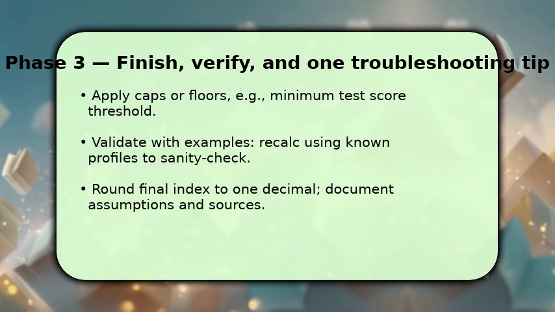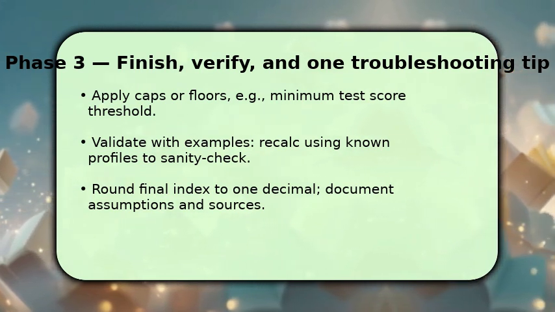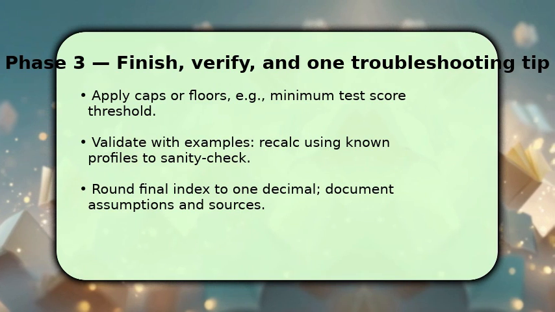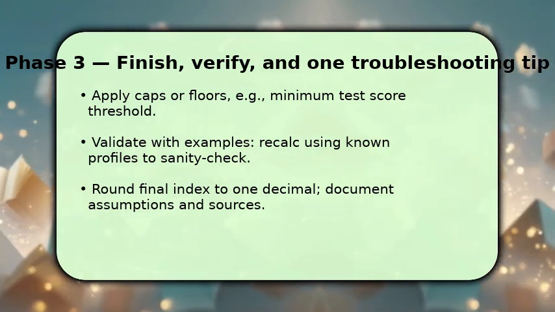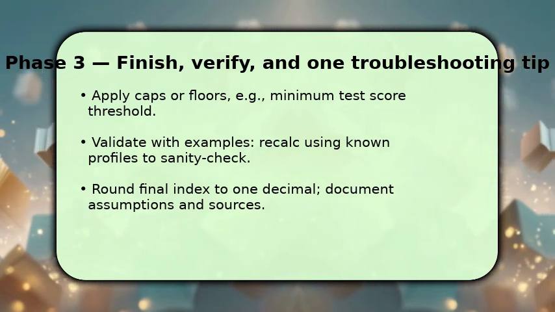Make final adjustments, then round the index to 1 decimal place. Finally, document every assumption and source so reviewers understand how you derived the index and can reproduce it if needed.